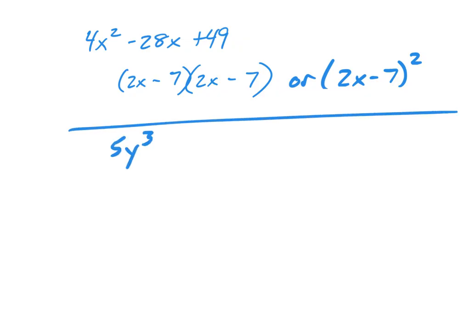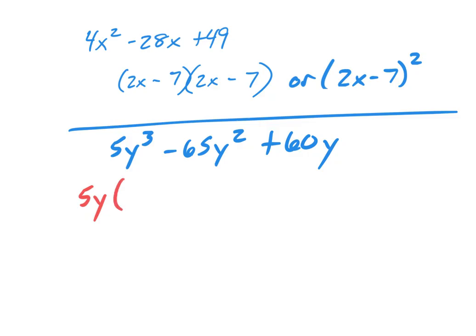5y cubed minus 65y squared plus 60y. Okay, first thing we always look at is how many terms we have, which is 3, okay? And that doesn't necessarily matter for our first step, but our first step's always a GCF. So now, do we have a GCF here? Yes. Okay, so we're going to take out a 5 and a y, but we can only take out one y.